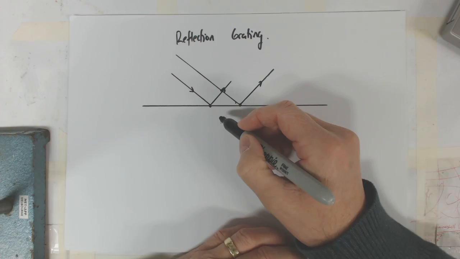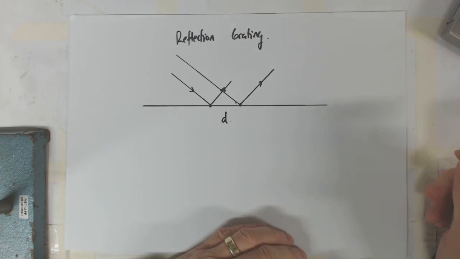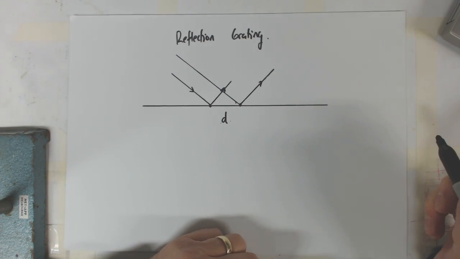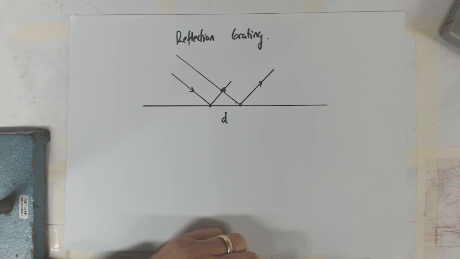So we've got this space, and I'm going to call that space, or that distance, d. So it's a little like this whole diffraction episode we've been doing, and we want to see where those waves are going to be in phase, where they are not going to be in phase. So it's that whole path difference idea yet again.